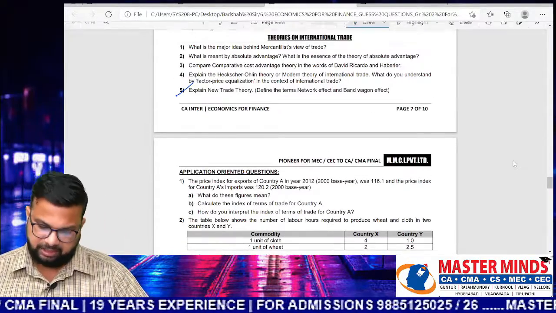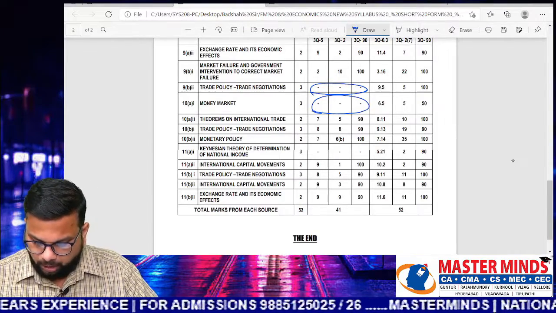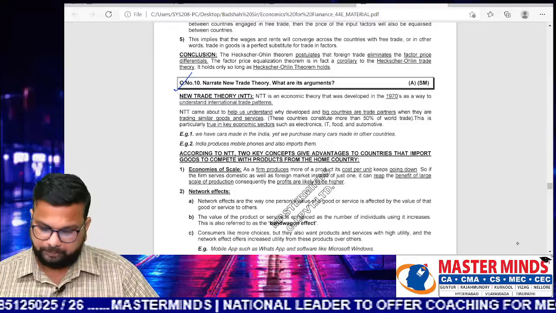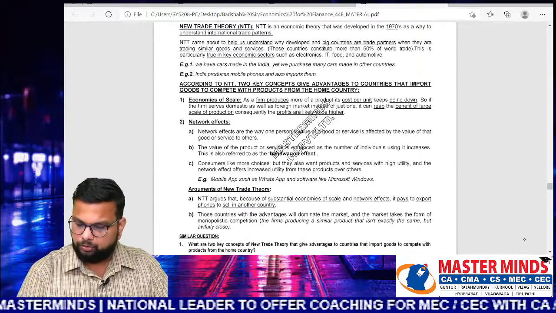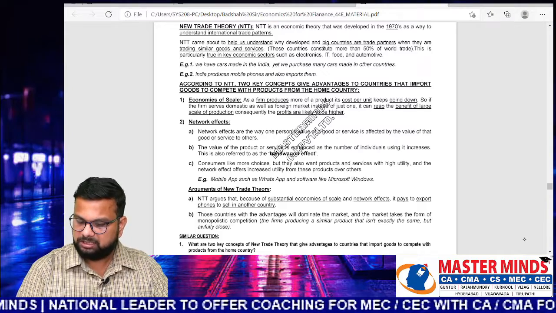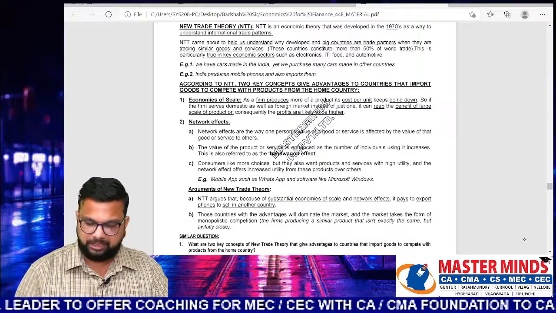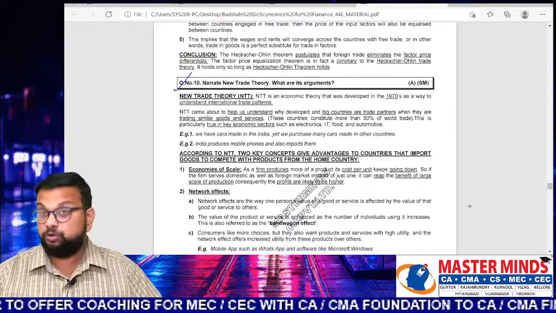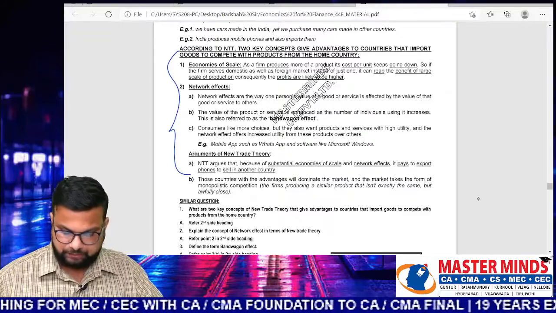Explain new trade theory. And the same question is covered in our Masterminds material also, page number 8.11, question number 10. So you can clearly see how, according to new trade theory, two key concepts give advantage to countries that import goods to compete with products from the home country. Though the question is given, there is no need to write the entire question, Nana, it is sufficient to write this part of the question.